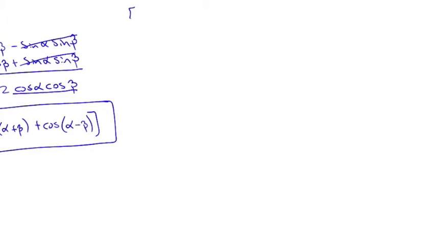So, for example, if I have the cosine of 20 degrees times the cosine of 50 degrees. Maybe I should use nice numbers, like 30, 45 or something. It doesn't really matter. I'm not going to come up with the perfect answer. I just want to show you how this works.